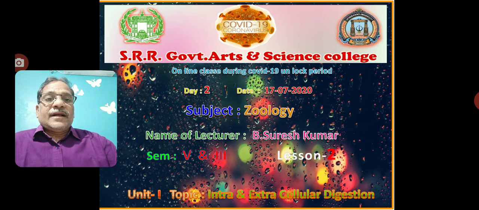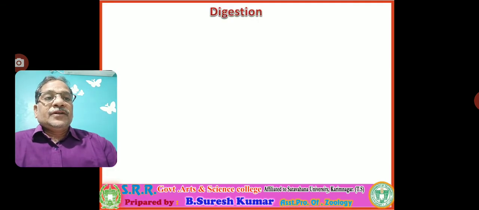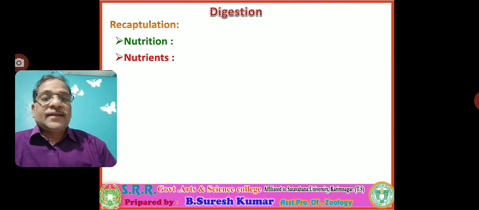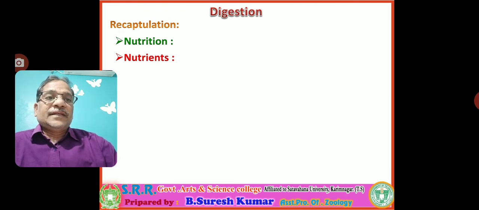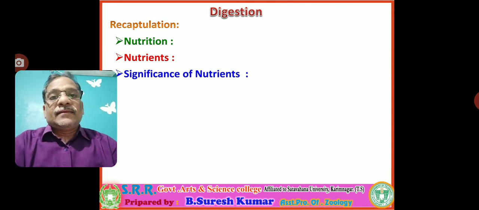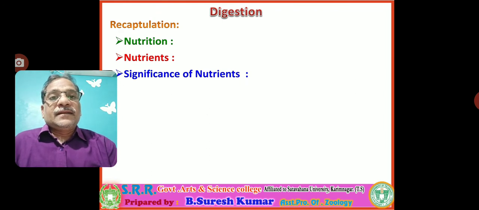So today I am going to explain in detail the process of intra and extracellular digestion. Before going to learn about the intra and extracellular digestion process, first I am going to recapitulate the topics of lesson 1. Yesterday we finished the definition of nutrition. What is nutrition and what are nutrients? The chemical substances that are present in the food are considered as nutrients. What is nutrition? Collection of the food material by the animals is called nutrition.